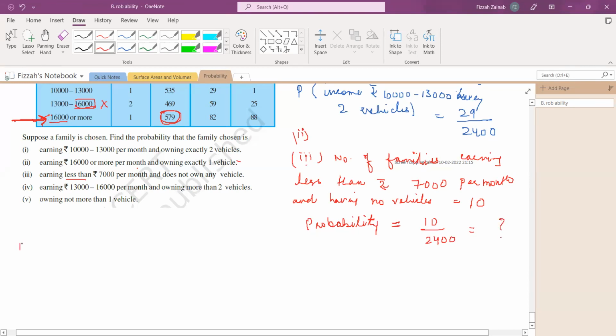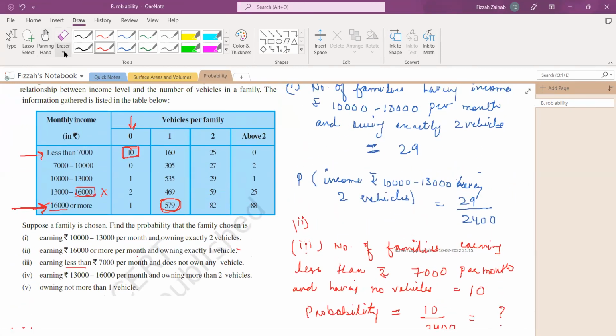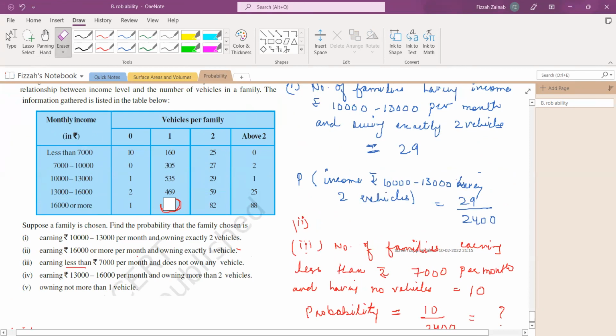Now fourth part I'm doing. Earning 13,000 to 16,000 per month and owning more than 2 vehicles. Now see this carefully again. Earning 13,000 to 16,000. That means this row you have to see. And owning more than 2 vehicles. So 2 vehicles are this. More than 2 means you don't have to include 2 vehicles, isn't it? You will only see this, more than 2.